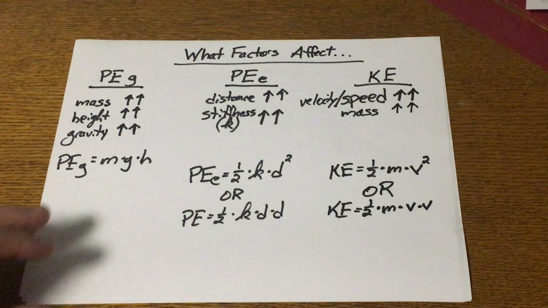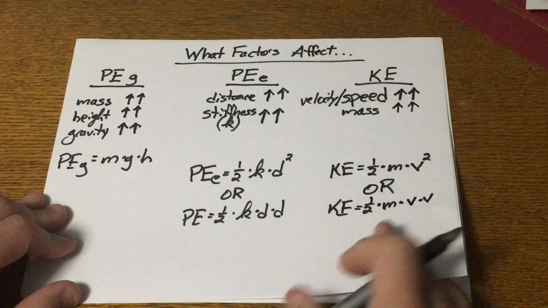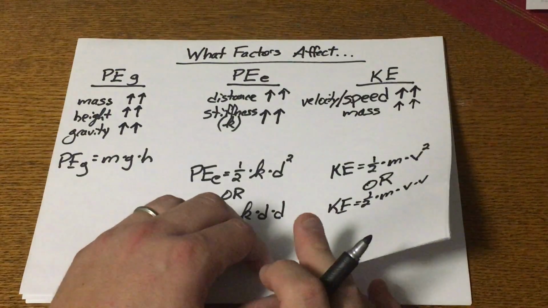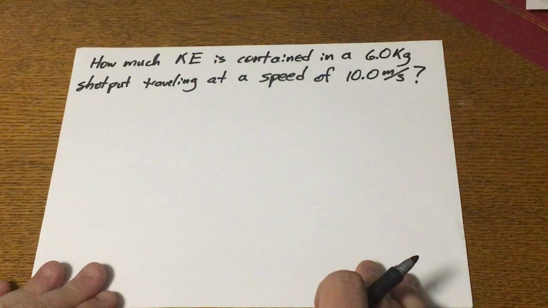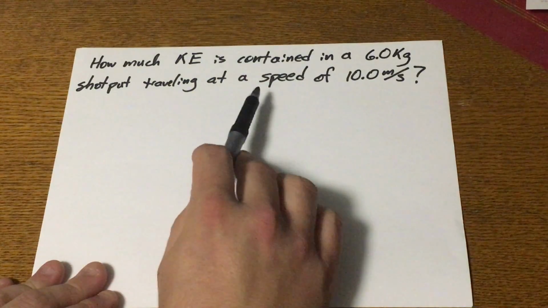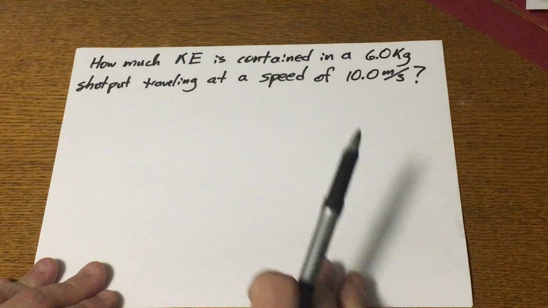Probably not as interesting as if we did it in person. But next, let's look at some example questions. How do I apply this formula to some real things? So here's our first example question. How much kinetic energy is contained in a 6 kilogram shot put traveling at a speed of 10 meters per second?